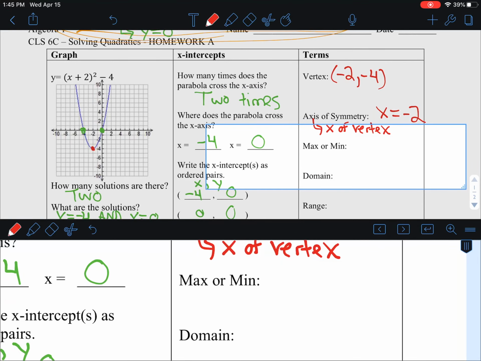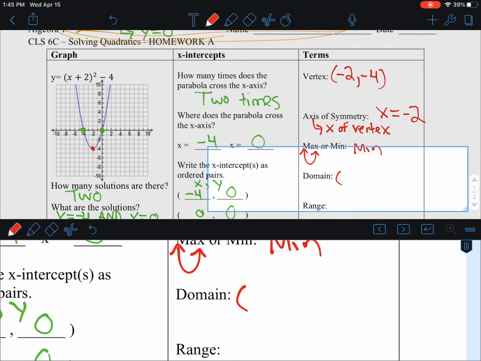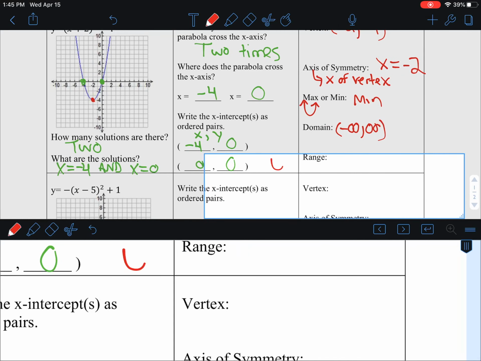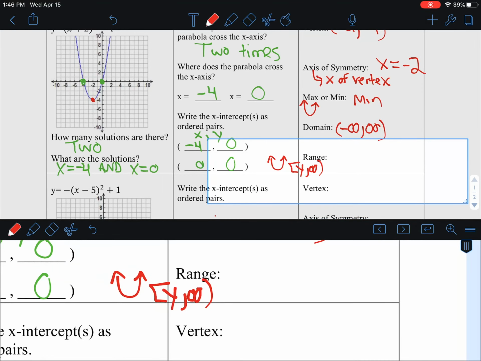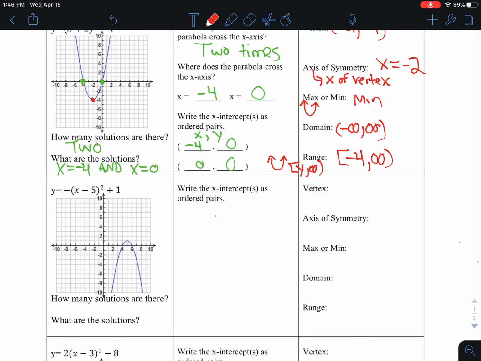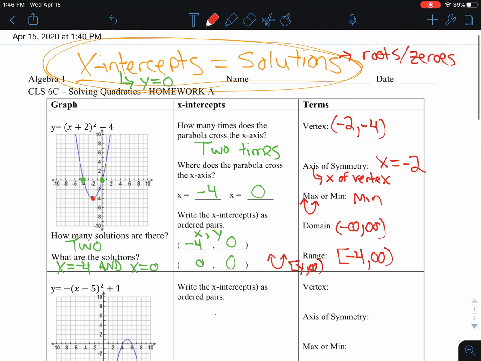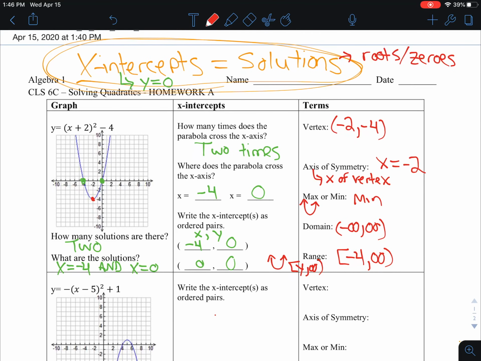Max or min, since it's opening up, this is going to be a min. Domain here is going to be negative infinity, positive infinity, and since this is opening up, remember that means the range is going to be your bottom y to infinity. So in this case, it's going to be negative 4 to infinity. Hopefully today's assignment is pretty straightforward. Again, it's just review of graphing, answering the graphing questions, and really getting down that x-intercepts are solutions. That's really important to understand.